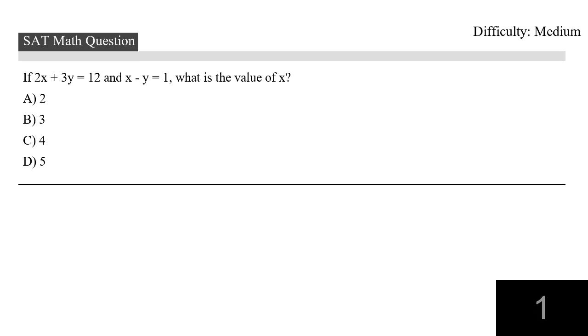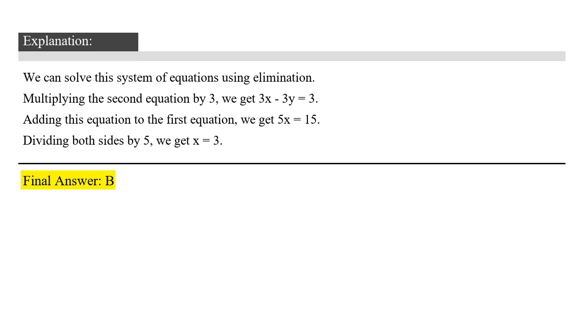We can solve this system of equations using elimination. Multiplying the second equation by 3, we get 3x - 3y = 3. Adding this equation to the first equation, we get 5x = 15. Dividing both sides by 5, we get x = 3.